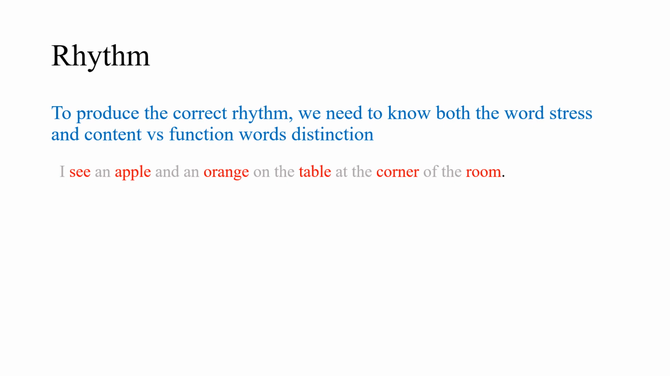I see an apple and an orange on the table at the corner of the room. Once again. I see an apple and an orange on the table at the corner of the room. Good. As you noticed, I stress the content words, and they are louder and clear to be understood.